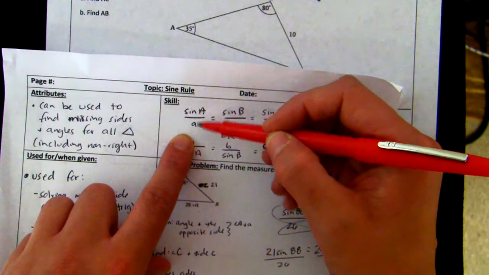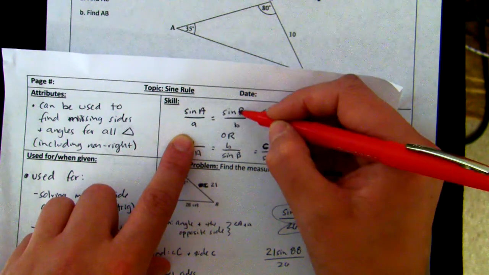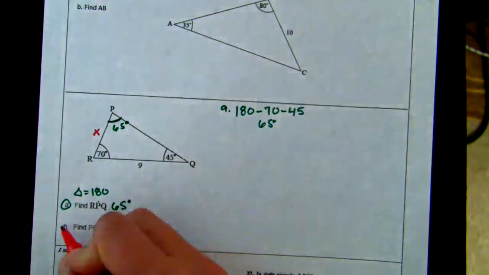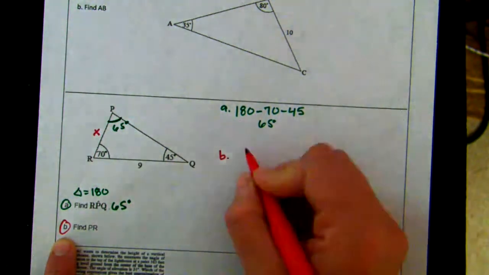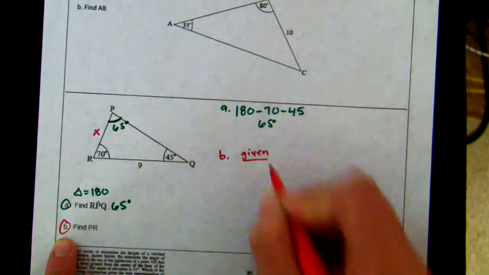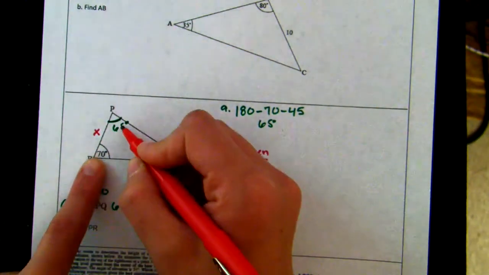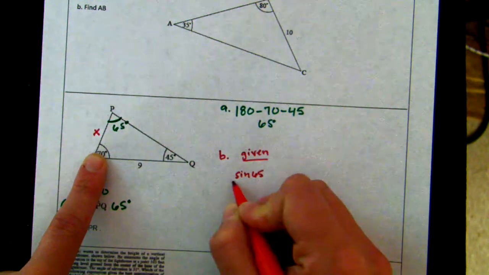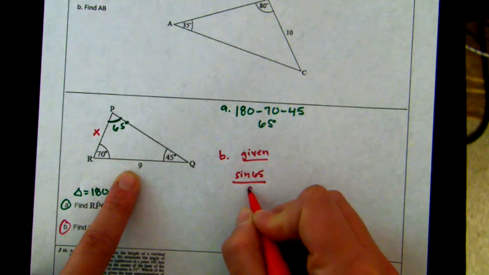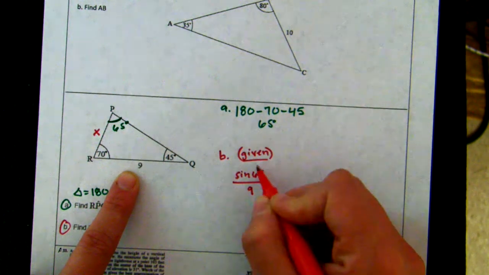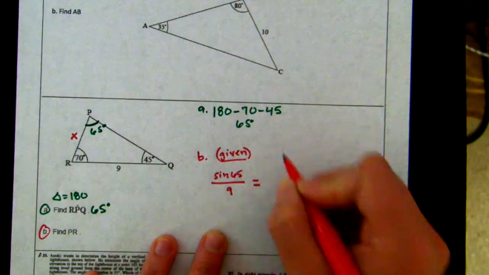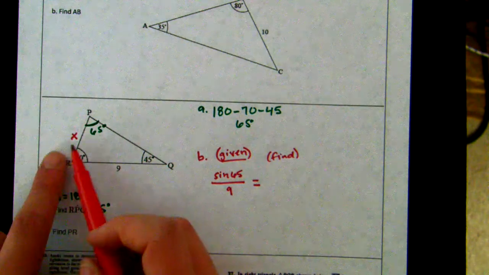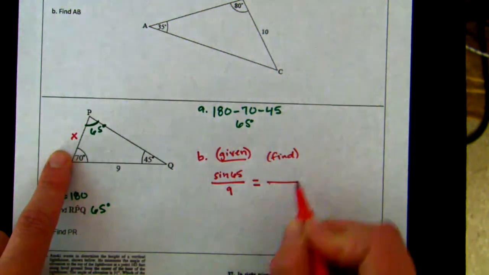This is our equation for sine rule. Reminder that it compares an angle and its opposite side to another angle and its opposite side. This is part B. I start with the fraction of what I'm given: this angle and its opposite side. So sine of 65 over the opposite side of 9. This fraction is what I'm given. The fraction I want to set it equal to is the fraction that I'm trying to find. I'm trying to find this side length that I've named X.